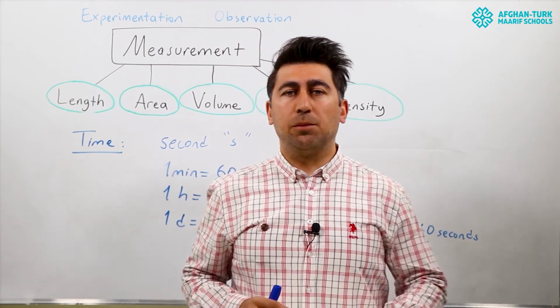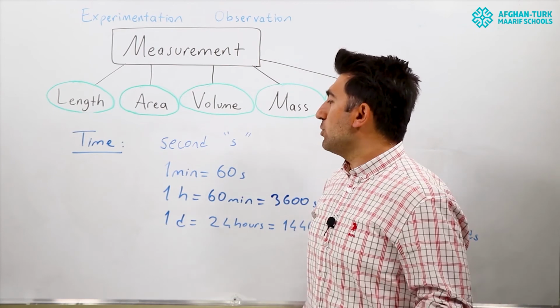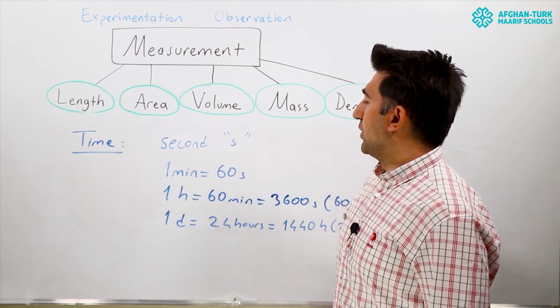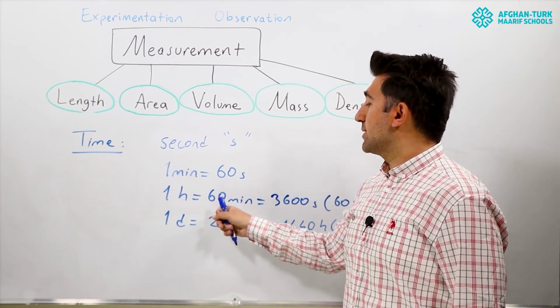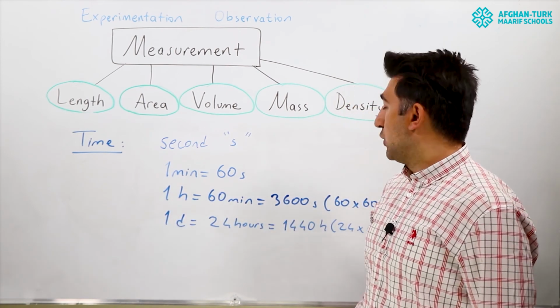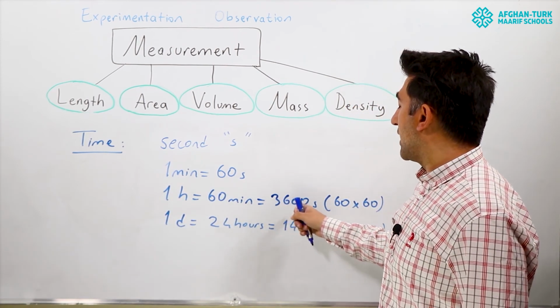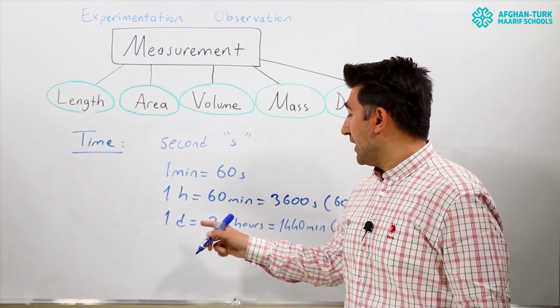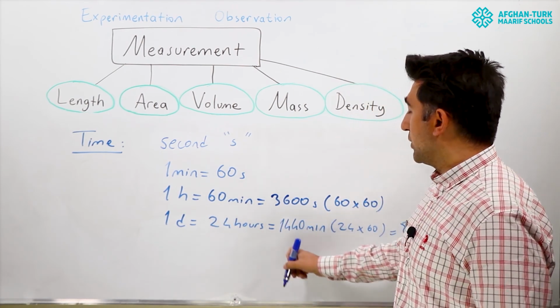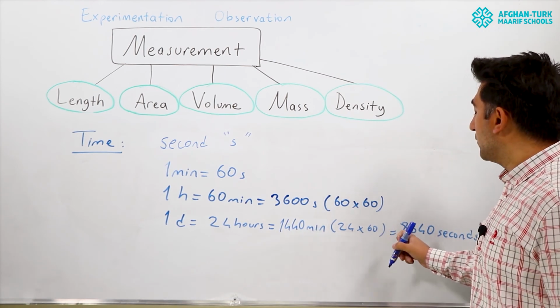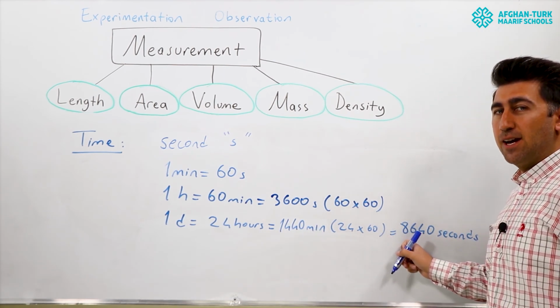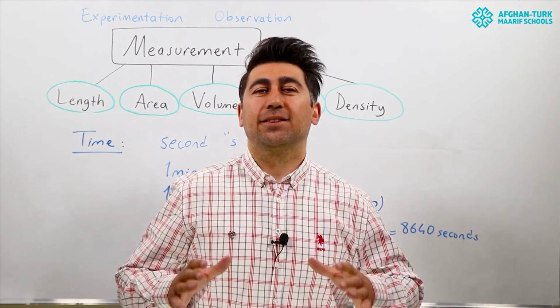I also want to talk about time a little bit. The SI unit of time is second. For example, in 1 minute there are 60 seconds. In 1 hour there are 60 minutes, which is also 3,600 seconds. In 1 day, 24 hours, which is equal to 1,440 minutes, and that's equal to 86,400 seconds. That's enough for now.